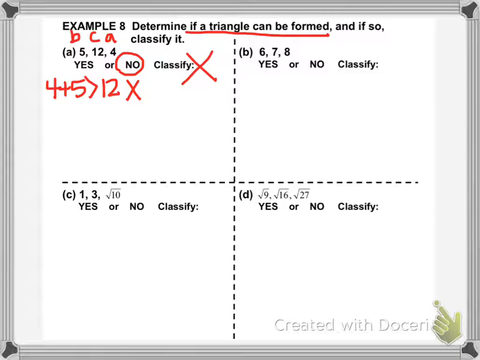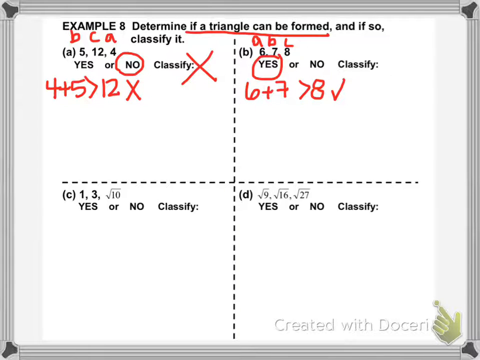B. Our long side is the 8, and then the 6 and 7 are our A and our B. So the first thing we're going to do is add the two short sides, A and B. So 6 plus 7. And then we want to see, is it greater than the third side of 8? 6 plus 7 is 13. 13 is greater than 8. So yes, it will create a triangle. Now we want to classify it.